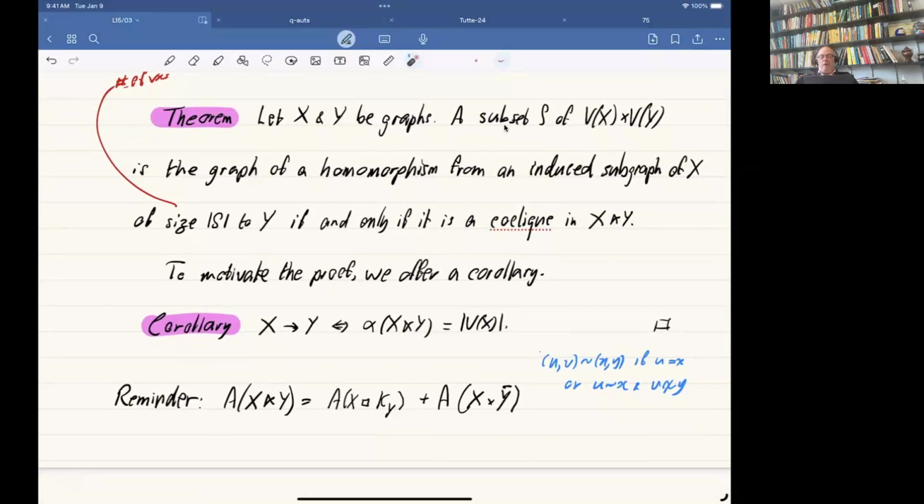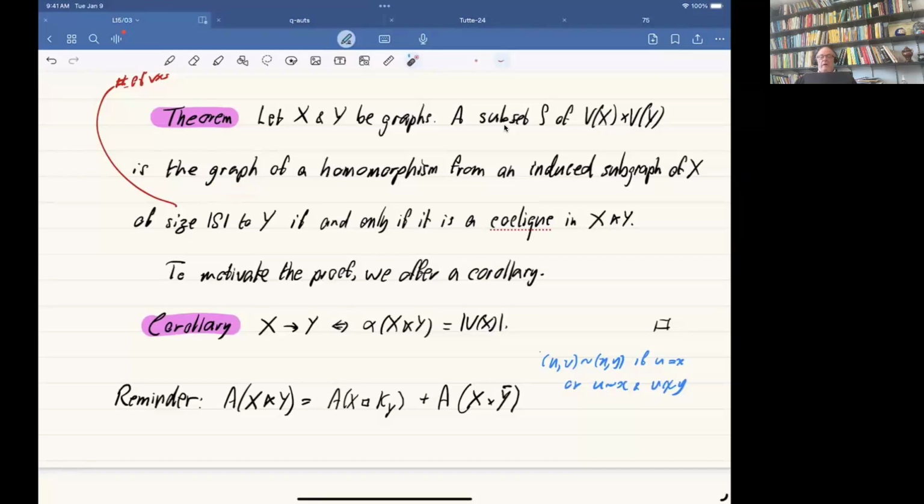But anyway, I'm not worried too much about that. So we've got a subset S of V(X) cross V(Y), and I'm trying to decide when it's the graph of a homomorphism. Now, the graph of a function f consists of the ordered pairs (x, f(x)) as x runs over the domain. So that is the graph of a function. And if that function happens to be a graph homomorphism, well, it's still a graph.